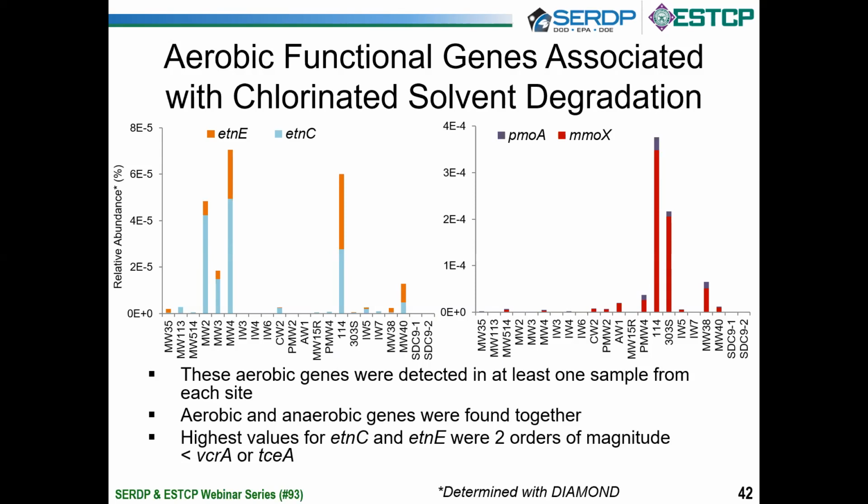Notably, these aerobic genes were found in at least 1 sample from each site. And so aerobic and anaerobic functional genes were detected together. However, it is important to note that the highest values for ETNC and ETNE were 2 orders of magnitude smaller than those for VCRA or TCEA.